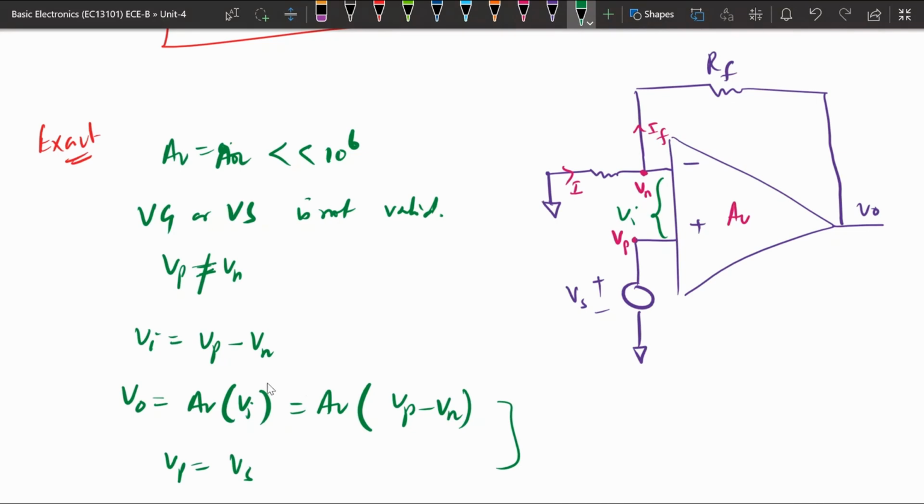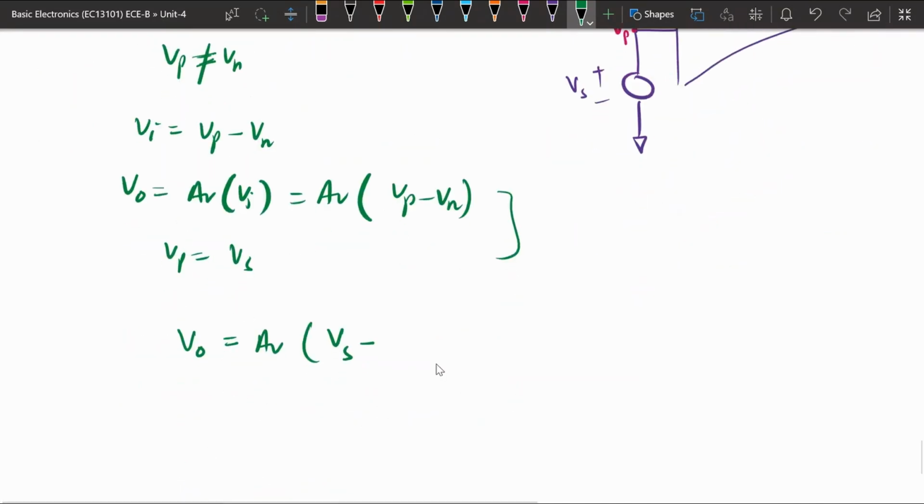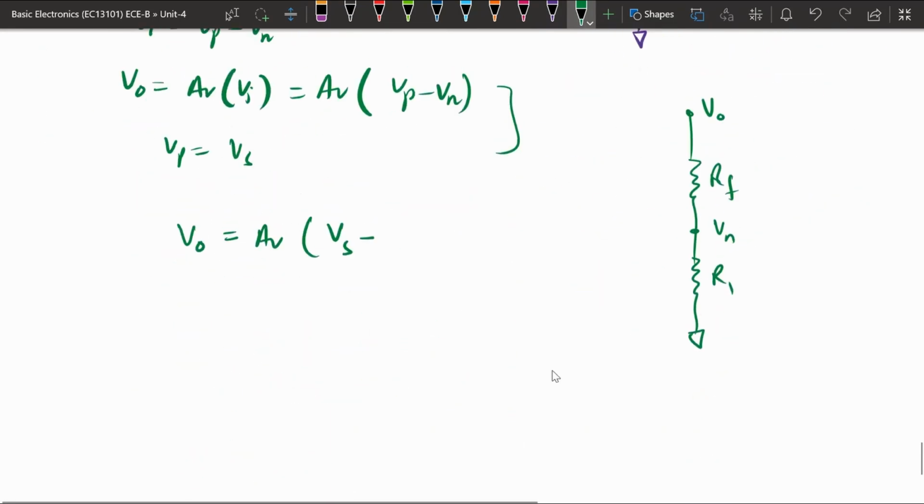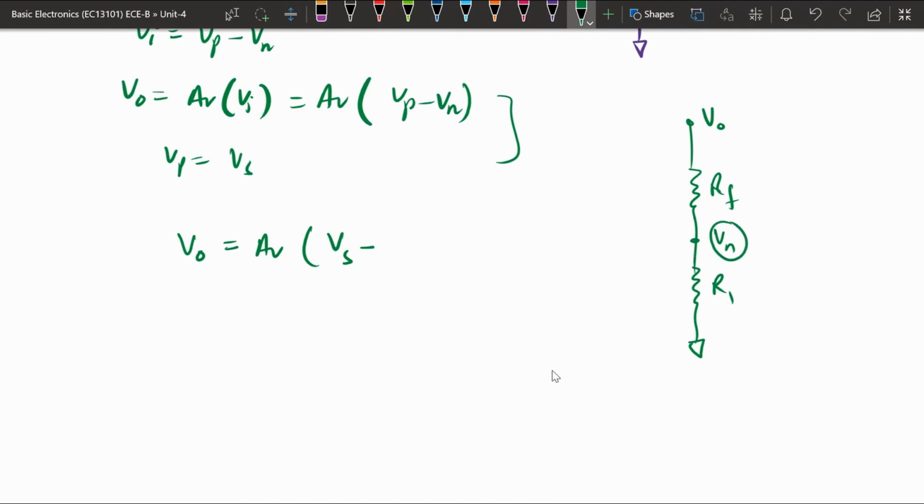To find the Vn value, we can rewrite the feedback circuit. This is our Vn, this is R1, this is Rf. Just we have rewritten it. To find Vn, by using the voltage divider circuit, Vn will be equal to R1 divided by (R1 plus Rf) into V0. So by putting this we get Vn: R1 divided by (R1 plus Rf) into Vout.